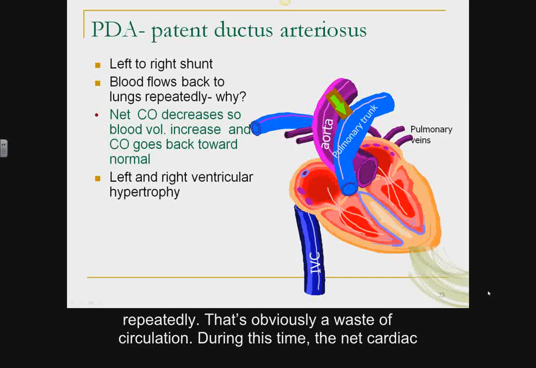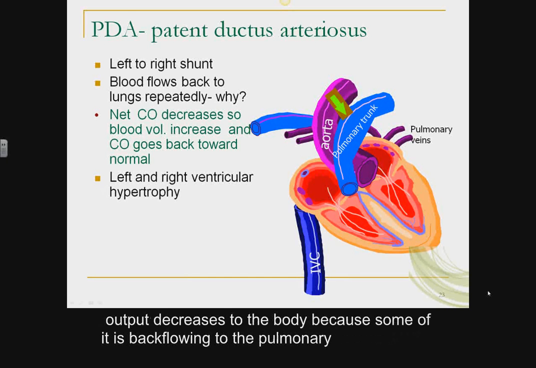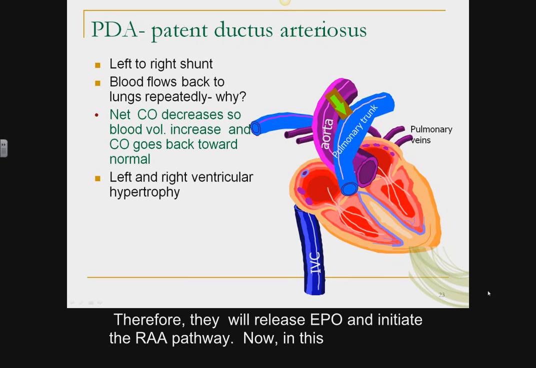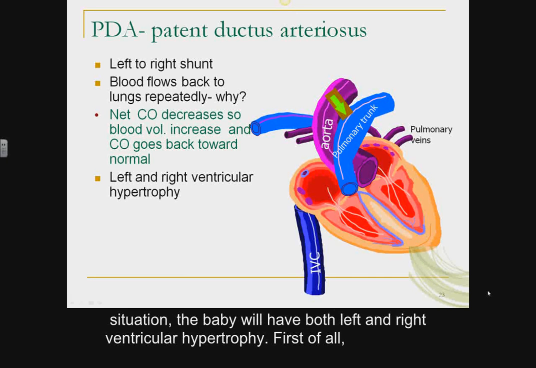During this time, the net cardiac output decreases to the body because some of it is backflowing to the pulmonary trunk. And the kidneys, well, they're going to detect less blood volume delivered to them. Therefore, they will release EPO and initiate the RAA pathway. Now, in this situation, the baby will have both left and right ventricular hypertrophy.